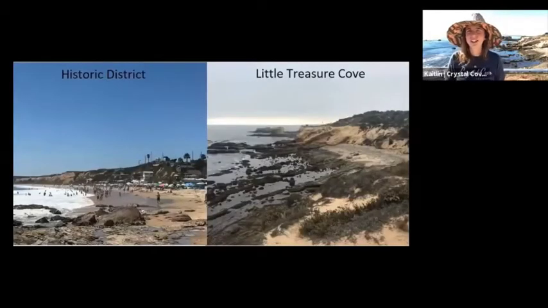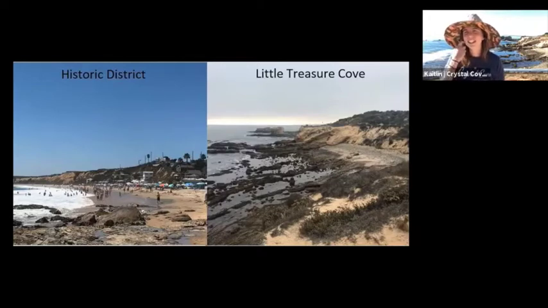All right, so here is our historic district site where Alex is, next to where I'm located, which we call Little Treasure Cove. So just take a moment to look at the historic district and Little Treasure Cove. What's different about them? Why do you think we would want to study owl limpets in these 2 different sites?